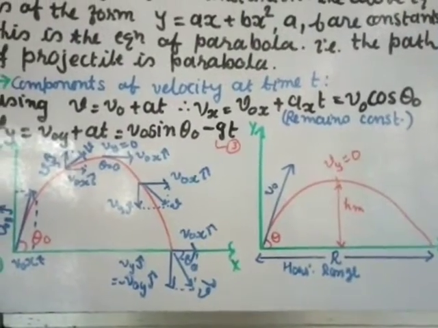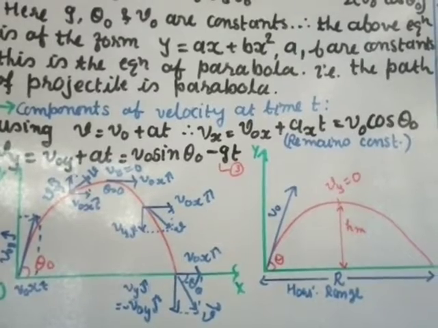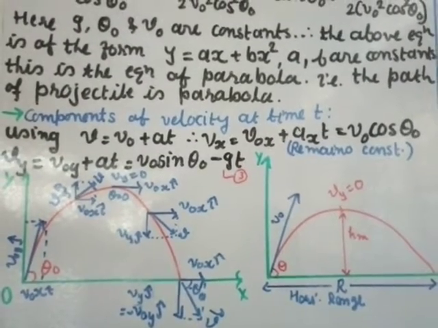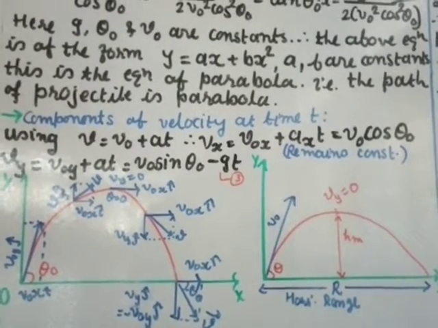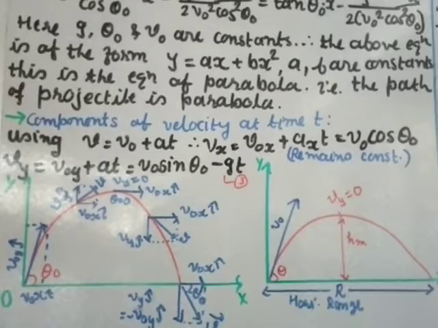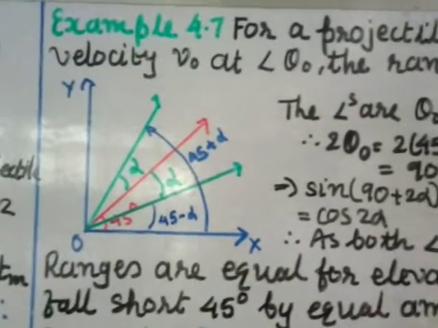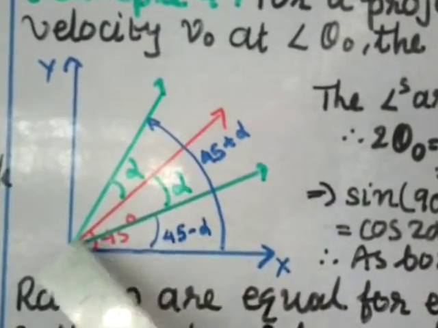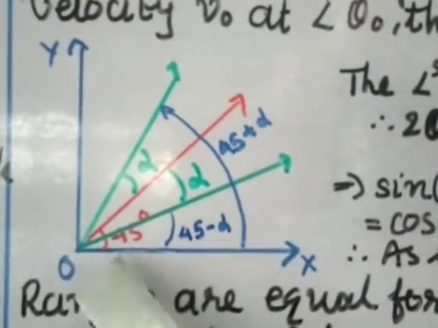Next we have example 4.7. Galileo in his book Two New Sciences stated that for elevations which exceed or fall short of 45 degrees by equal amounts, the ranges are equal. Prove this statement. So I am drawing this diagram. Here the projectile, this is 45 degrees, the angle is 45 degrees.